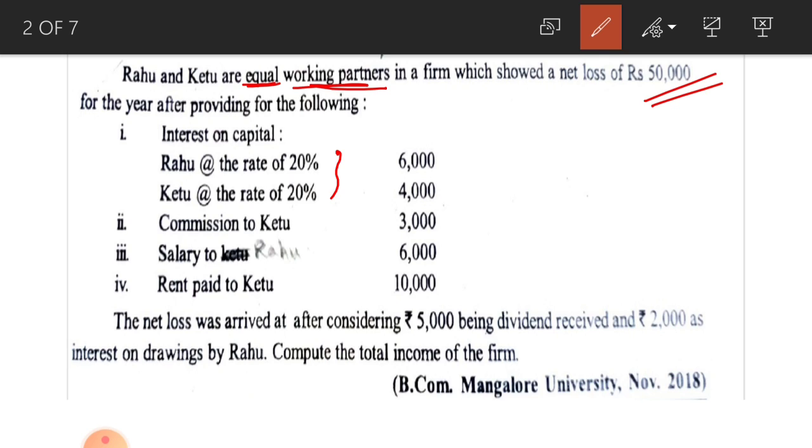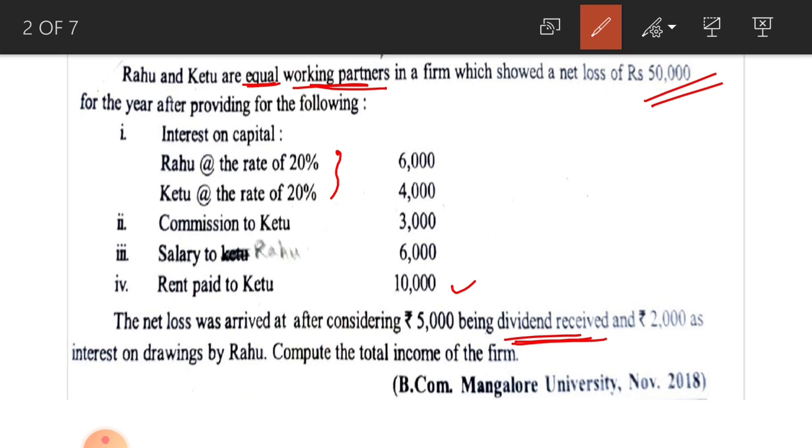Next, see, commission to Ketu 3,000 and salary to Rahu 6,000. Rent paid to Ketu 10,000, that is an allowable item. You need not consider this one because it is actually allowable and it is included in their profit and loss statement. And the net loss was arrived at after considering 5,000 as dividend received. This dividend received is allowable, so they considered that one, and 2,000 as interest on drawings by Rahu.